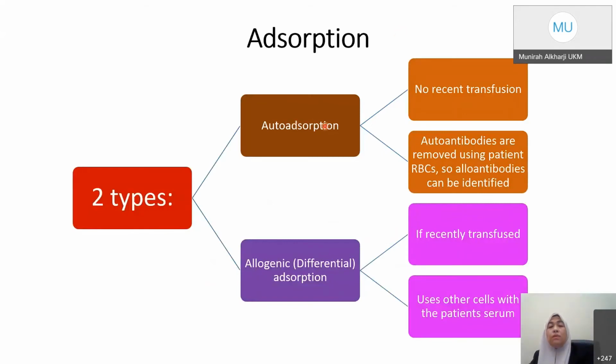So now we go to adsorption. We have two types, autoadsorption or allogeneic adsorption, also the short form we call alloadsorption. Autoadsorption is for cases that are not recent transfusion cases, and autoantibodies are removed using the patient's red blood cells so that alloantibodies can be identified. I will explain in the next slides. Alloadsorption is usually for cases that were recently transfused, and we use other cells with the patient's serum.